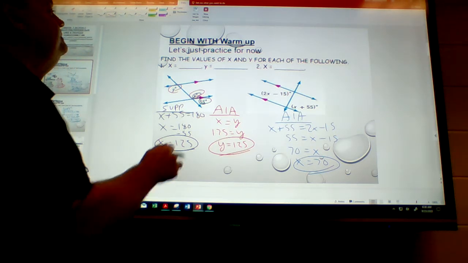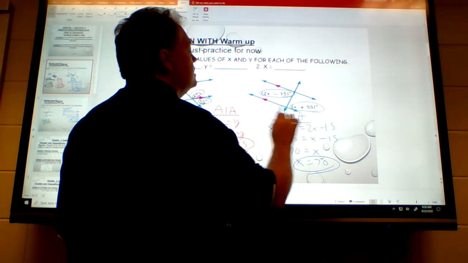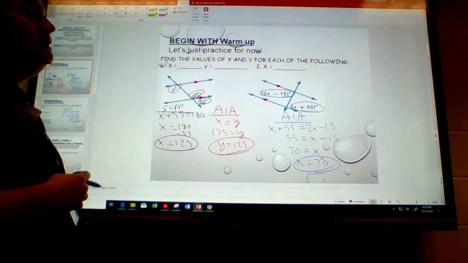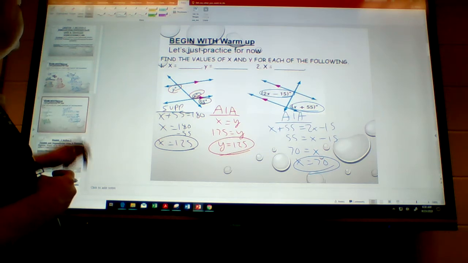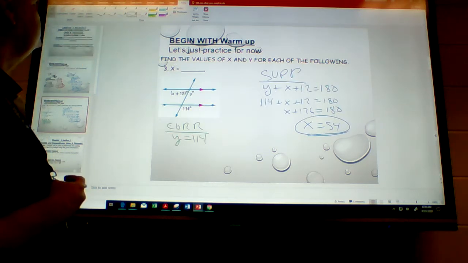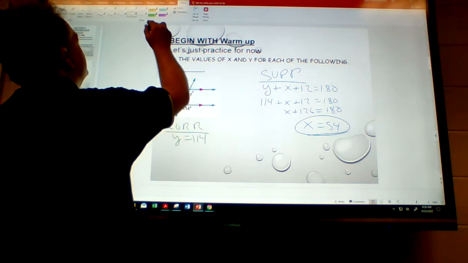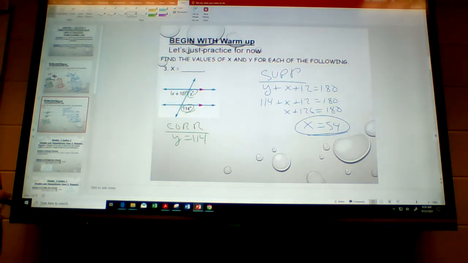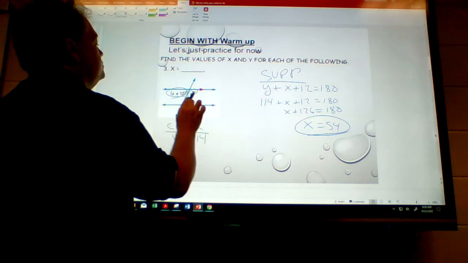All right, now, as far as these two angles right there, x plus 55 and 2x minus 15, those are alternate interior angles, so those are equal, and we get an x value of 70. All right, now, y and 114 are pretty easy. They're equal because they're corresponding. So y equals 114.